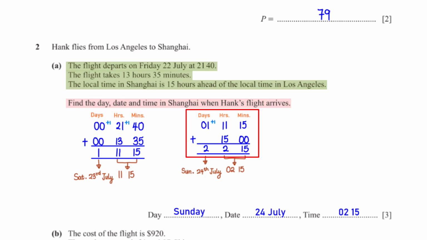Under the minutes column, 15 plus 0 is 15. Under the hour column, 11 plus 15 is 26. 24 hours is 1 day, so we add 1 to the day column and leave the remaining 2 hours under the hour column. Under the day column, 1 plus 1 is 2. Our result here means the local time in Shanghai is 1 day ahead of the local time in Los Angeles, and so the date and time in Shanghai is Sunday, 24th July, 2:15.